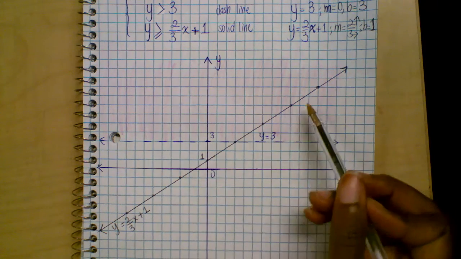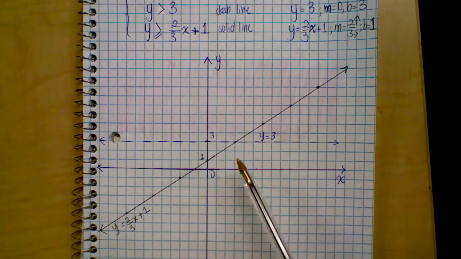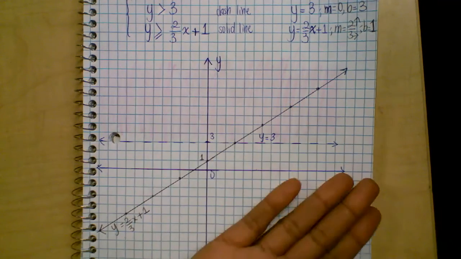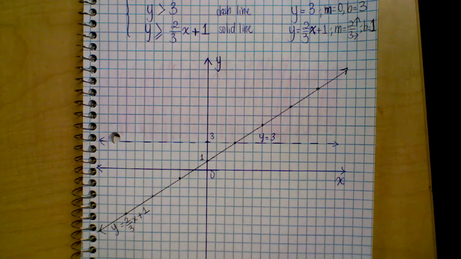Make sure you also use a solid line. Okay, so I need to find out if I'm going to shade on the line above or below. Am I going to shade above the line or below the line? Let's find out. So for step 4, you have to choose a point on one side of the line.